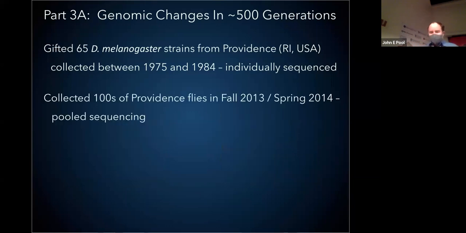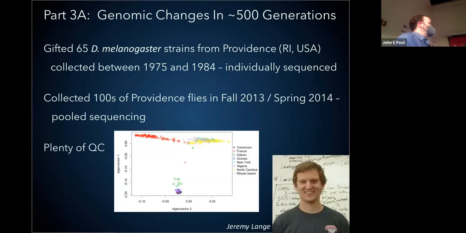And so what I wanted to do with these flies was to compare their genomic variation to what we would see today in the same location and ask how much has changed over this roughly 30-year time period. 30 years may not sound that long, but we're talking about roughly 500 generations of fly evolution. And so that's what we did.